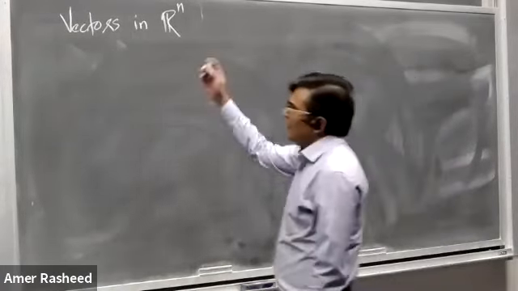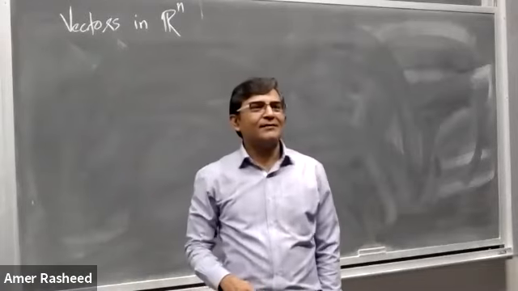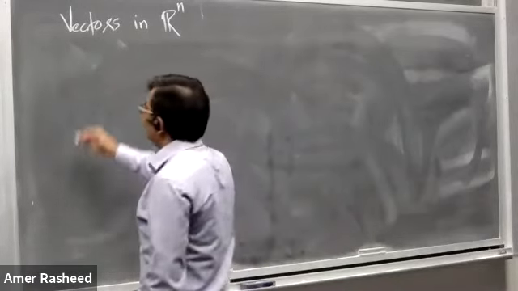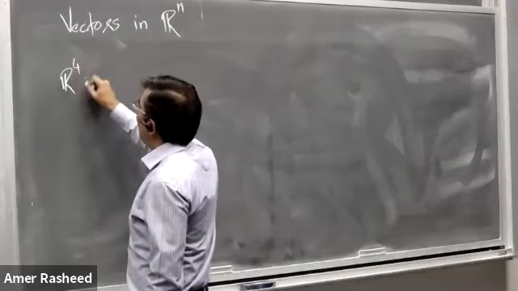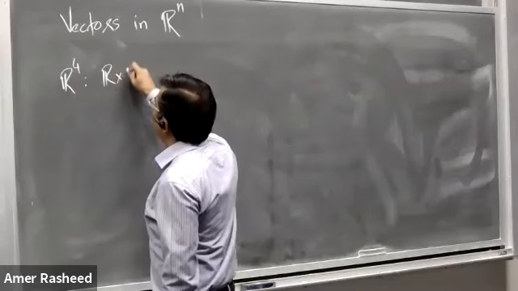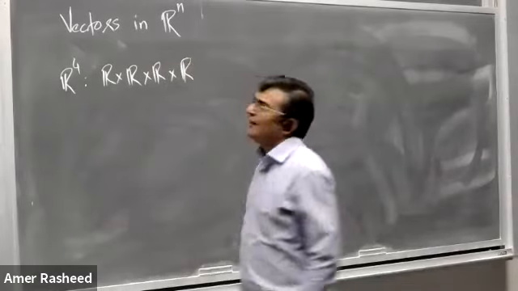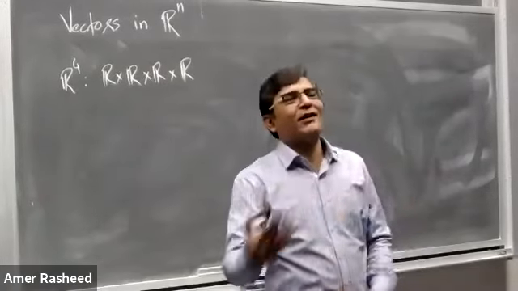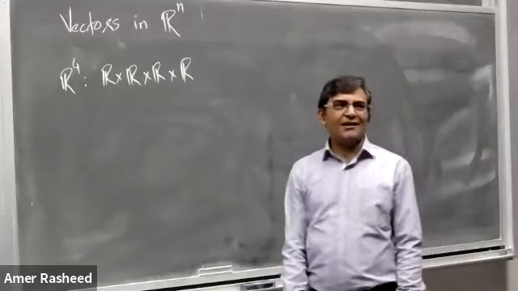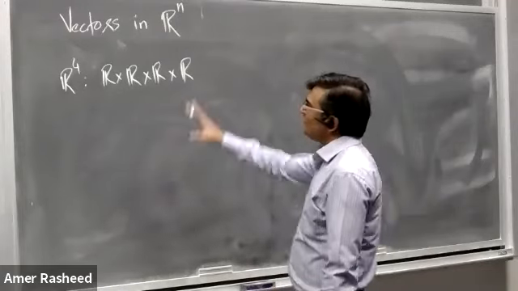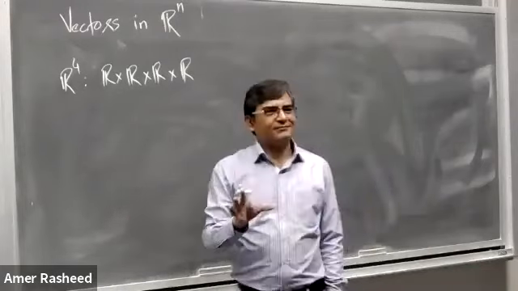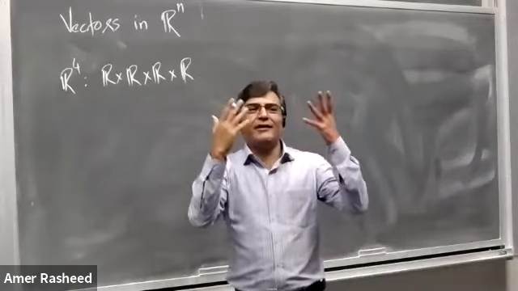So now, if you define a vector in R4, what would R4 be? R4 will be R cross R cross R cross R. It's a kind of product of 4 real lines. So you cannot plot it, okay? But you can imagine it.